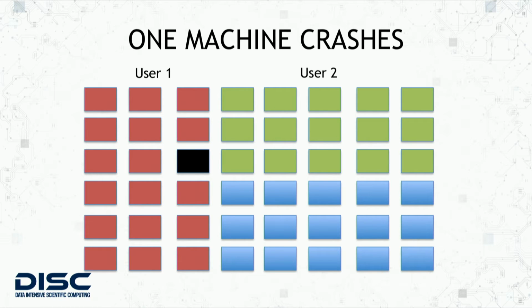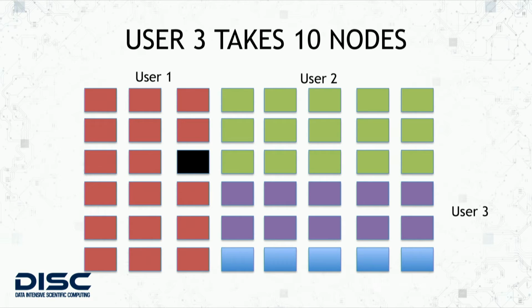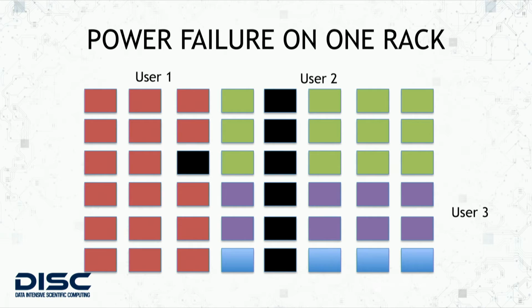Now, perhaps it takes a while to fix that machine, and in the meantime, a new user comes along and wants to use a different portion of the cluster. That's fine, but user 1 is still waiting to have that machine repaired. Suppose before we can get that one thing repaired, there's a power failure that takes out a whole rack of machines. This could potentially affect multiple users because there may be multiple users running on those machines. So now every user has been affected in some way.